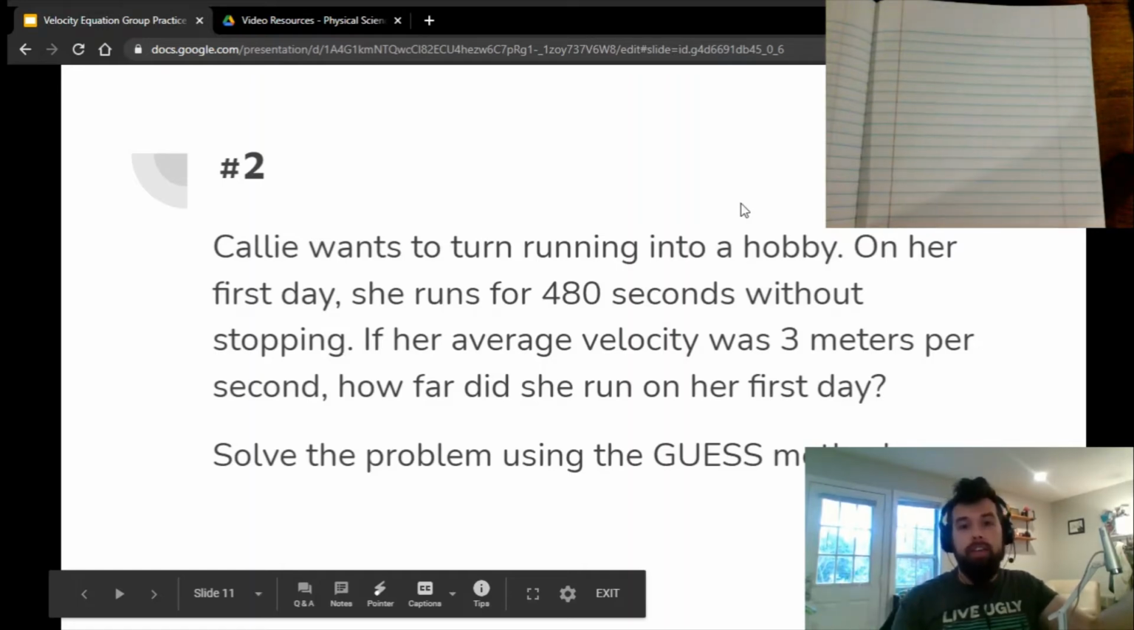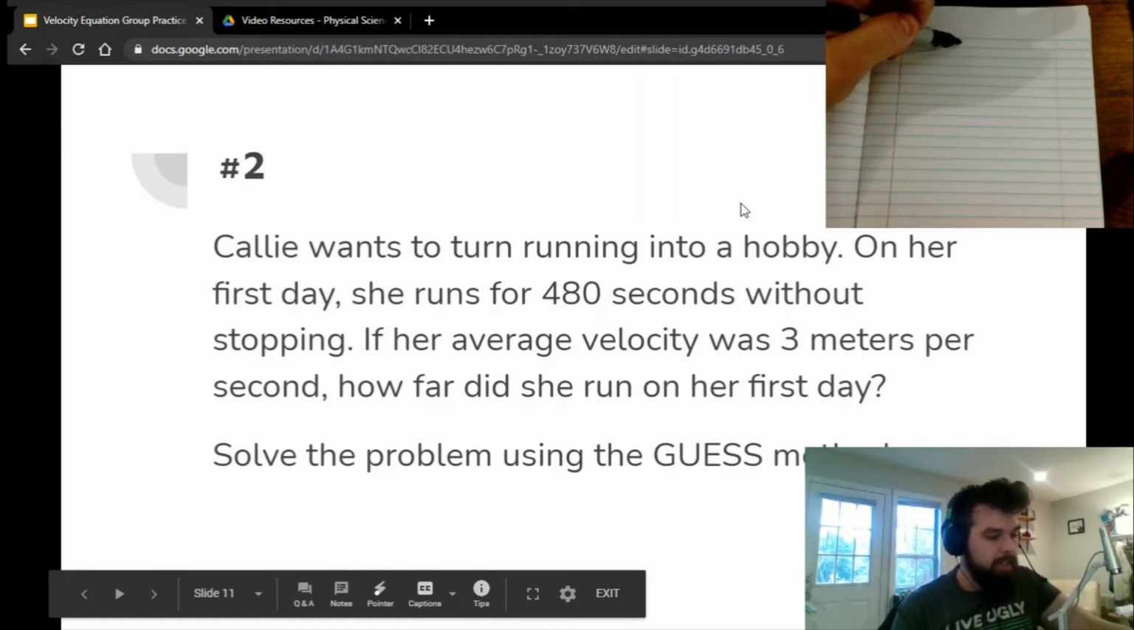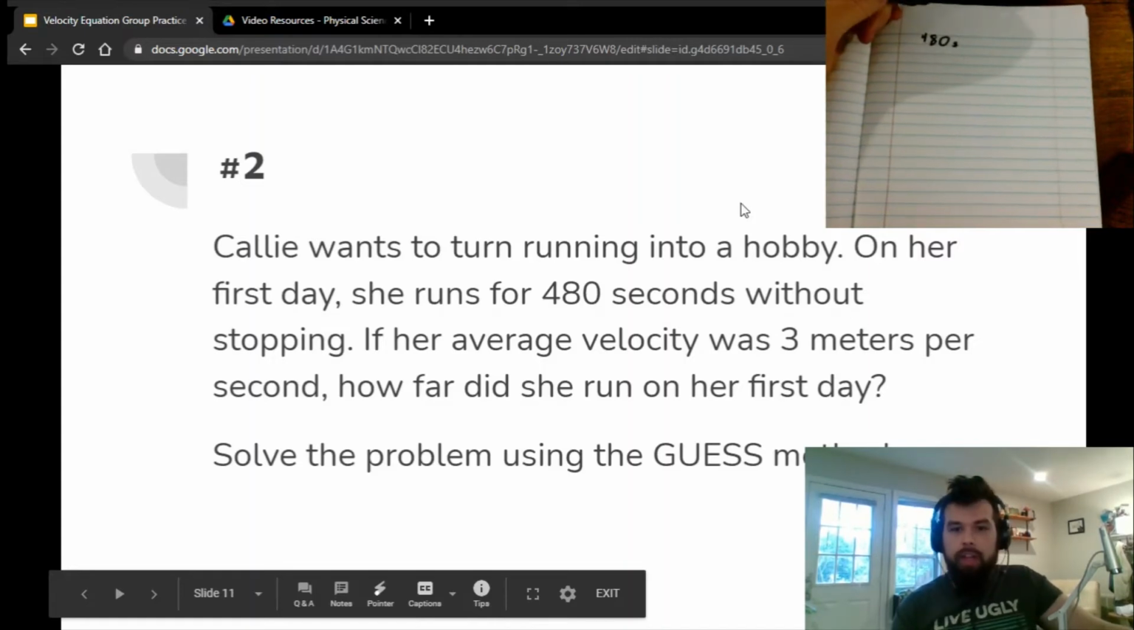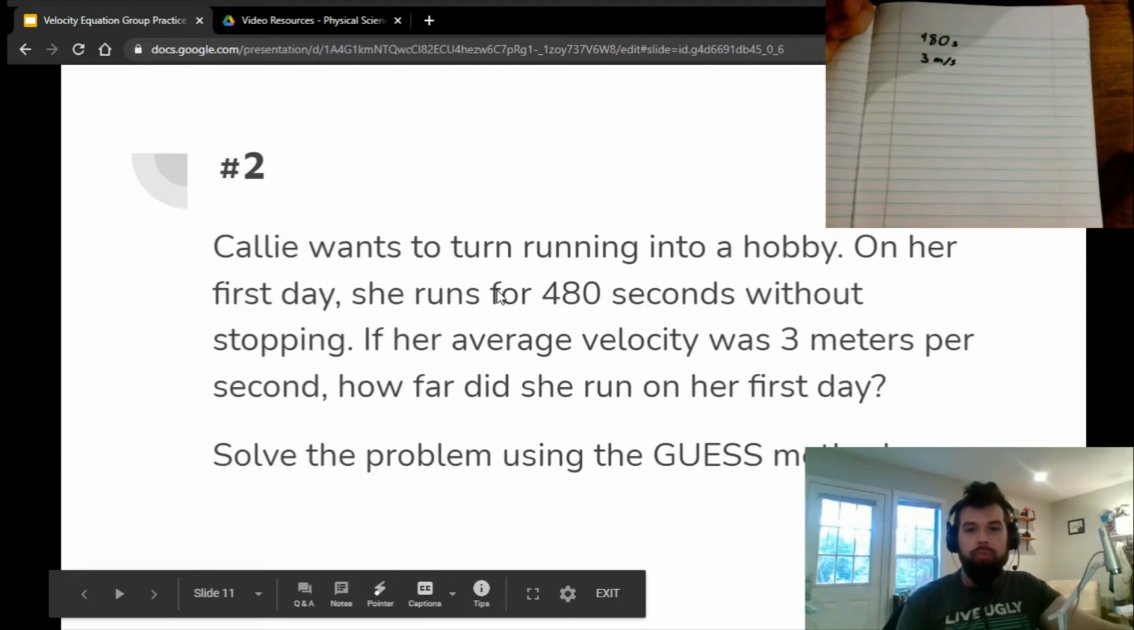What things are given? Well, one thing that's given is 480 seconds. And another thing that's given is her average velocity. So on her first day, she runs 480 seconds. If her average velocity was 3 meters per second, how far did she run on her first day?